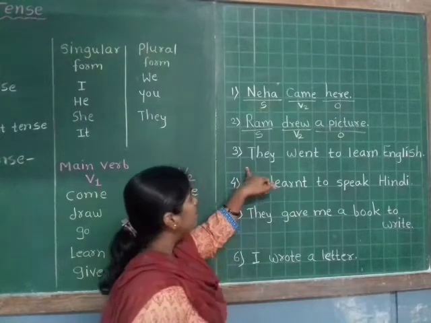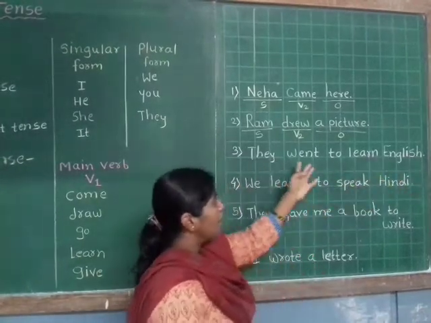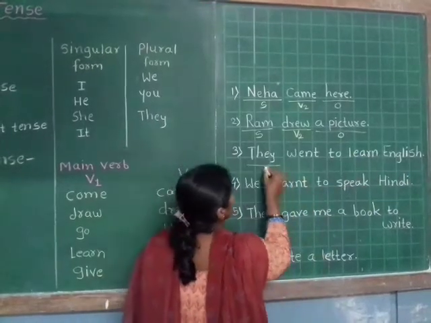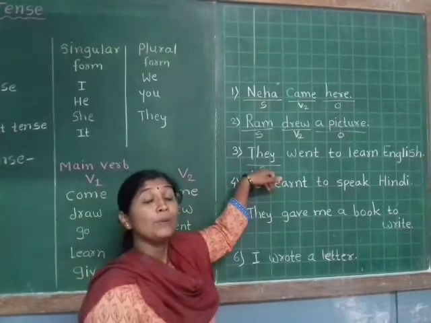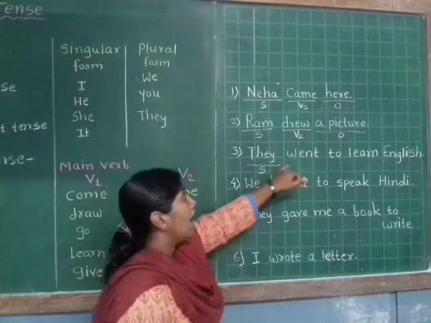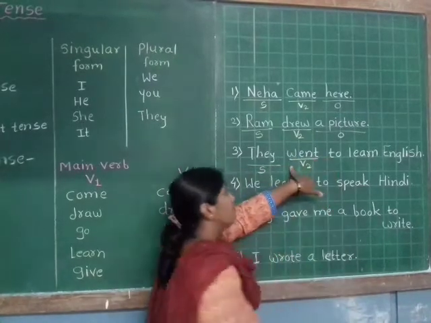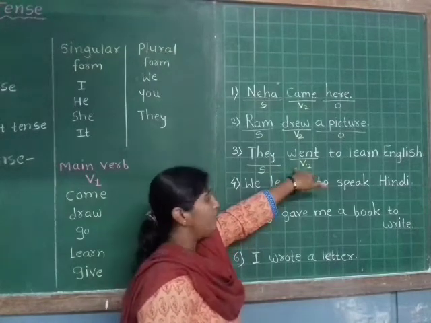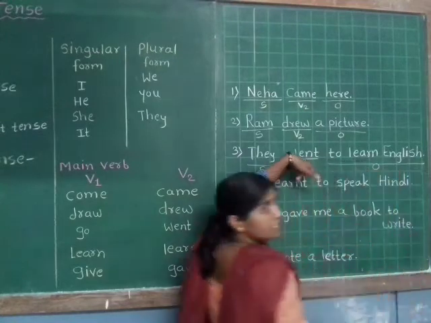In the third example, they went to learn English. In this sentence, they is the subject, but they is a plural subject, and went is the verb, but the main verb is go and in V2 it is went. To learn English, all is the object.